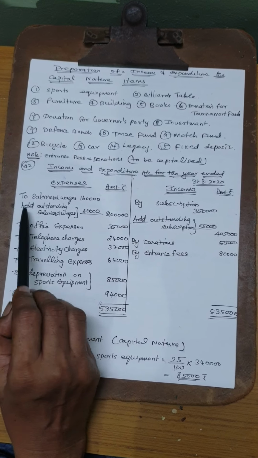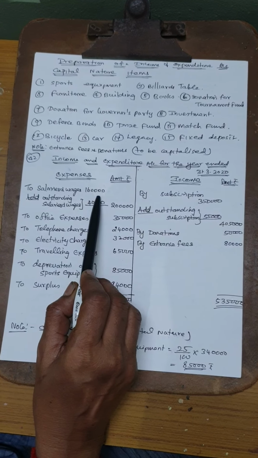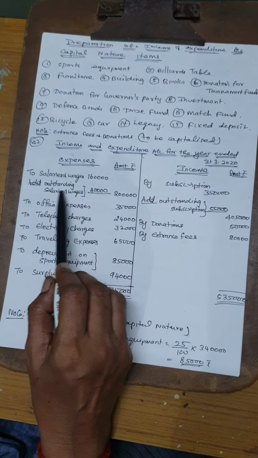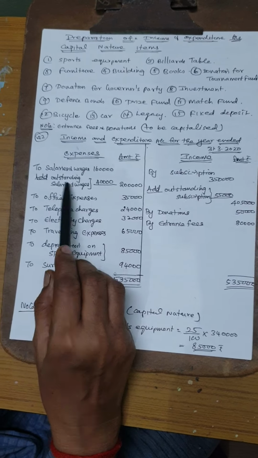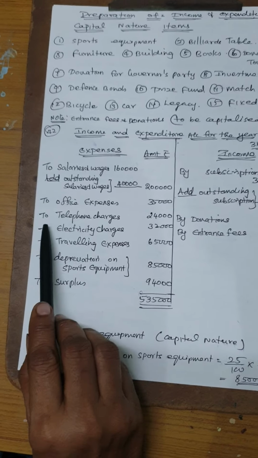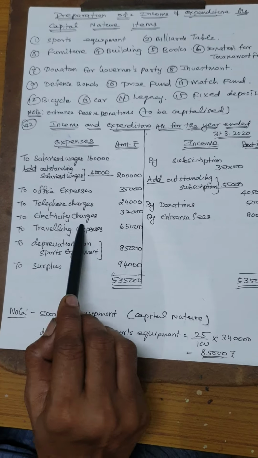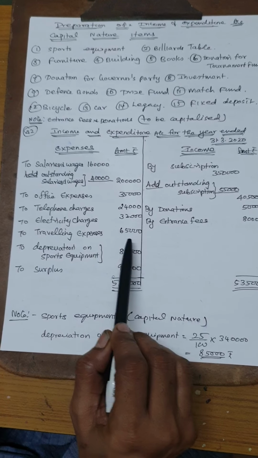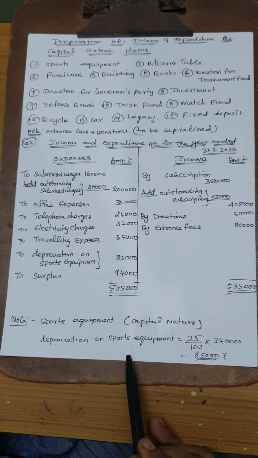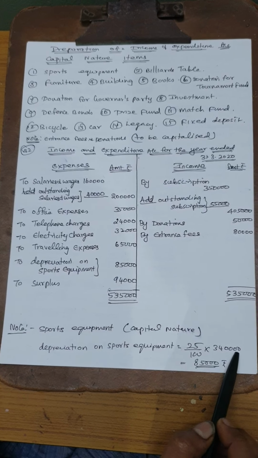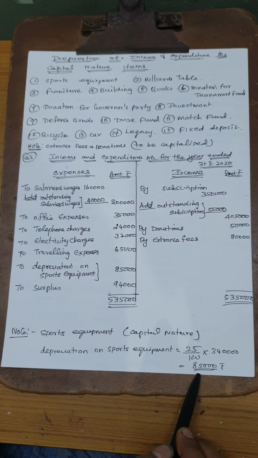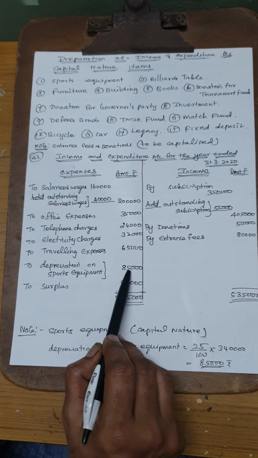First item on the expense side, to salaries and wages, 1,60,000 given in the question. In the adjustment, outstanding is given, yet to be paid. It is related to current year, so it is added, 40,000, so 2 lakhs. To office expenses 35,000, to telephone charges 24,000, to electricity charges 32,000, to traveling expenses 65,000. Depreciation on sports equipment 85,000 I have calculated here. The 3,40,000 is the cost of sports equipment purchased. On that depreciation is 25% given, so 85,000. So that is depreciation on sports equipment.